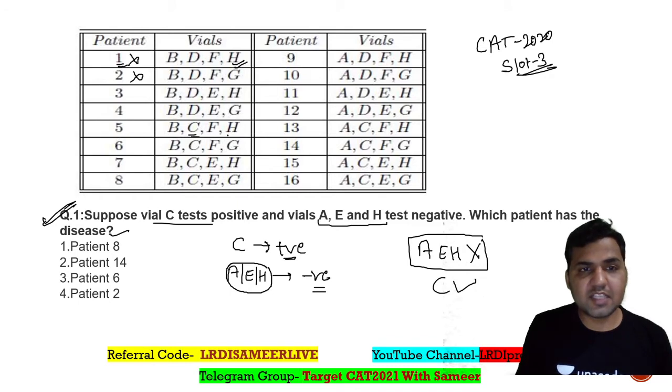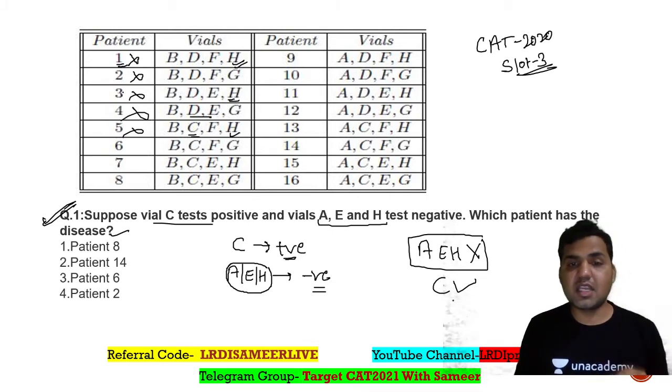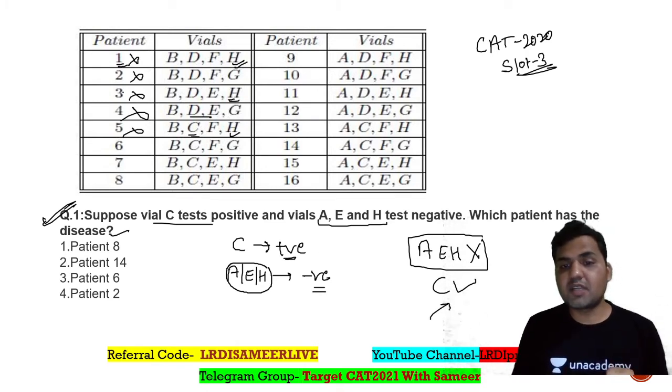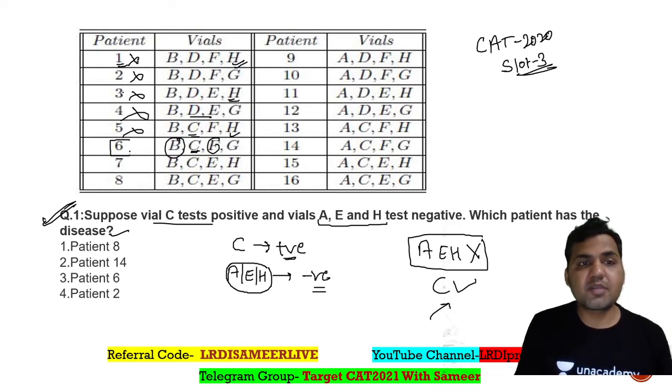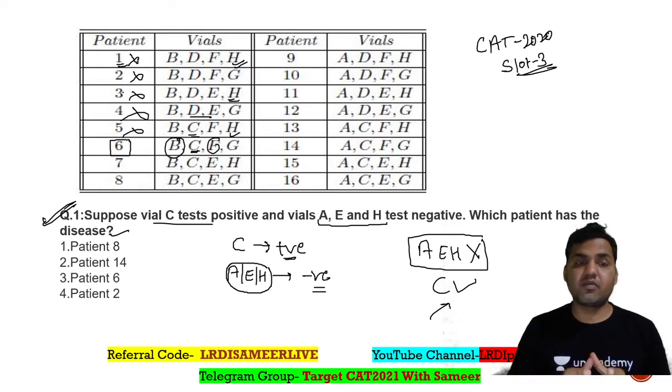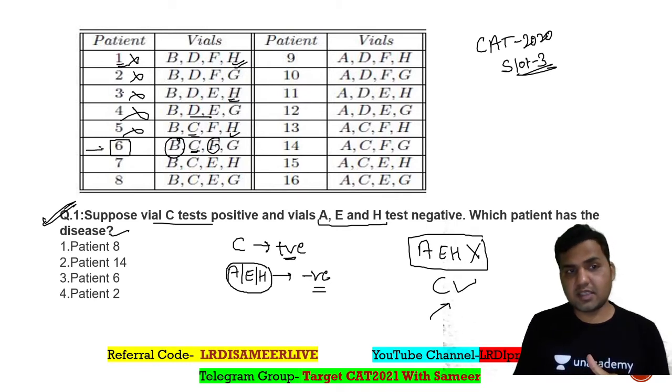You see that here C is present but H is also present, so this is eliminated. Here H is present, eliminated. Here you see that C is not present, so it is eliminated. I must have C present, I mean the patient's blood must be present in vial C. Here C is present, and you see that A, E, H are not present. So yes, patient number 6 is a probable patient having the disease.